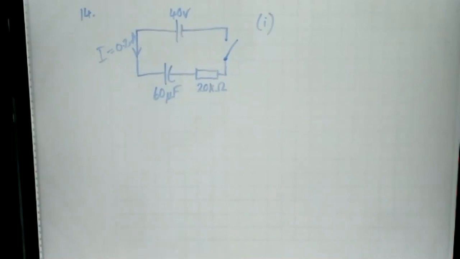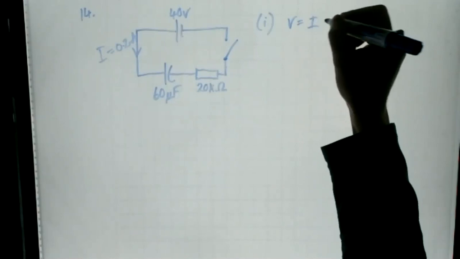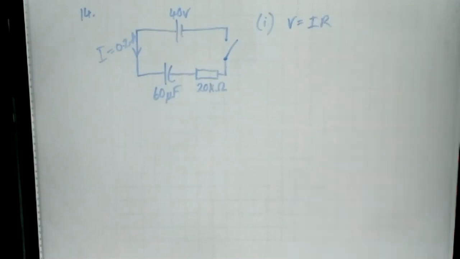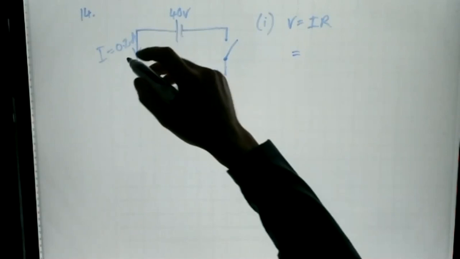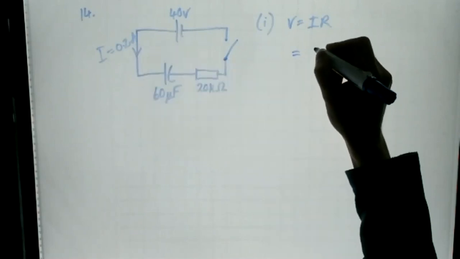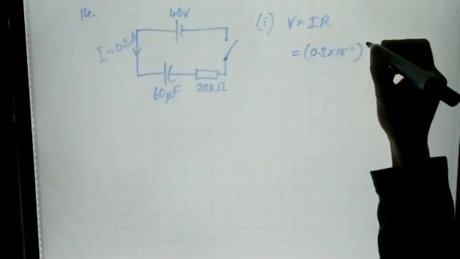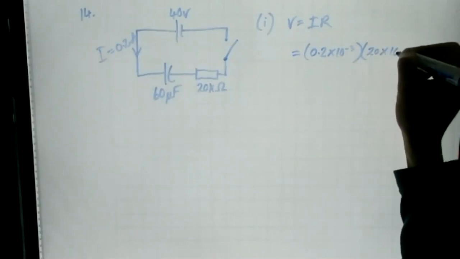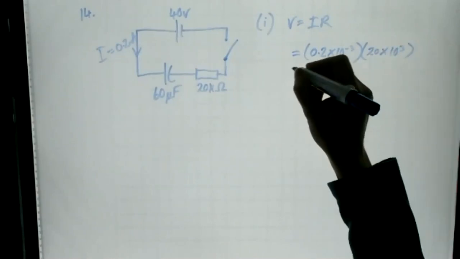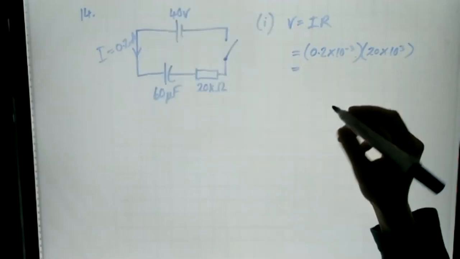Voltage equals current times resistance. The current is 0.2 milliamps, so 0.2 by 10 to the power of minus 3, and the resistance is 20 kilo ohms, so 20 by 10 to the power of 3. So the voltage across the resistor is 4 volts.